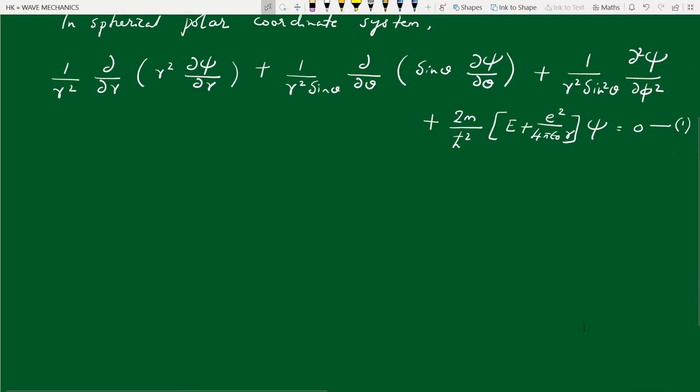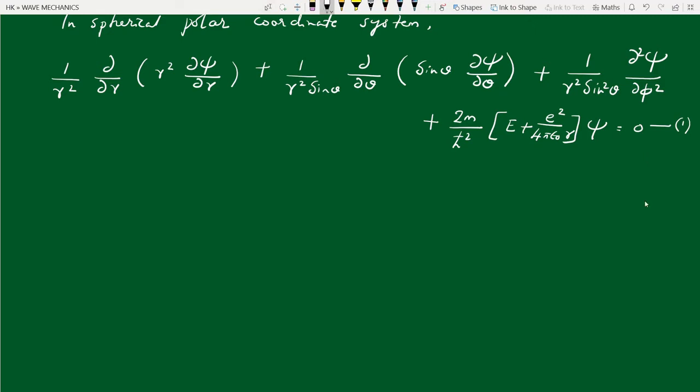Now we know r is the radial variable, theta is the polar angle, and phi is the azimuthal angle. Now this is a partial differential equation. There is partial differentiation with respect to r, with respect to theta, and with respect to phi. So the first step in solving a partial differential equation is to try the separation of variables. Let us try the separation of variables in this case also. Let us try to rewrite this equation into three ordinary differential equations, one in the radial variable r, one in the polar angle theta, and one in the azimuthal angle phi. That's our aim. So how do we do this?